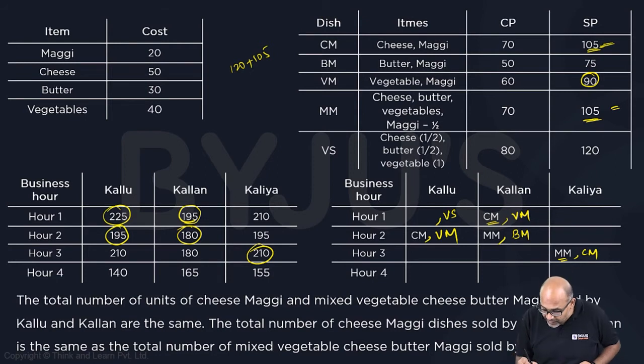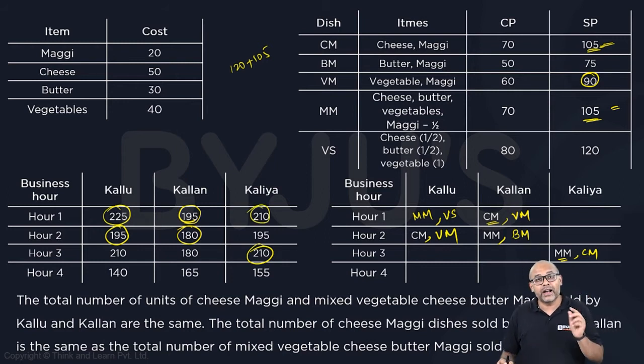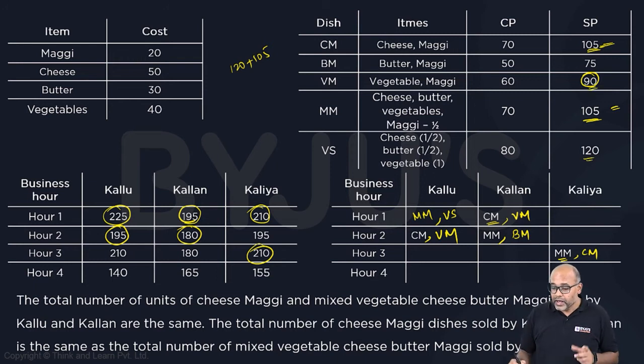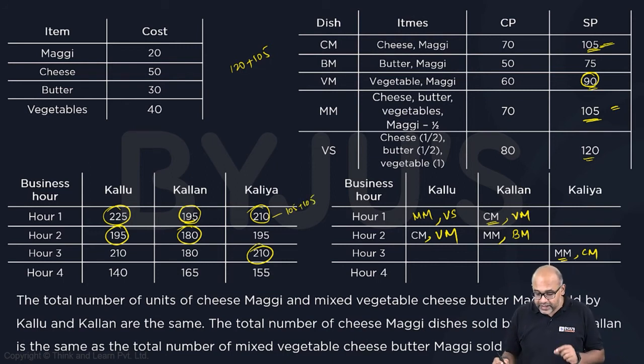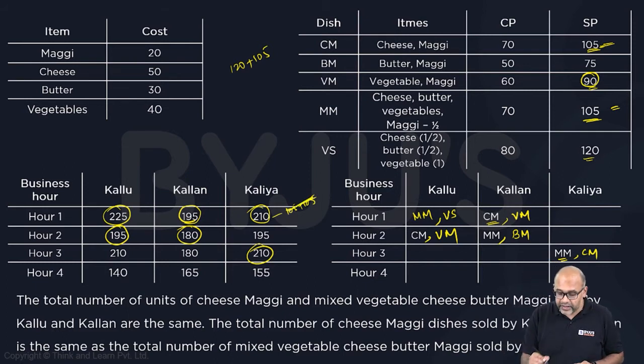So it has to be, there's no choice. Similarly, if you look at 210, 210 can be 105 plus 105, or it can be 120 plus 90. Now, if you take it as 105 plus 105, please remember, this person Kalia is not selling a CM. If he is not selling a CM, 105 and 105 is not possible. Then the only possibility will be 120 plus 90. So 120 means it is VS and 90 means it is VM.